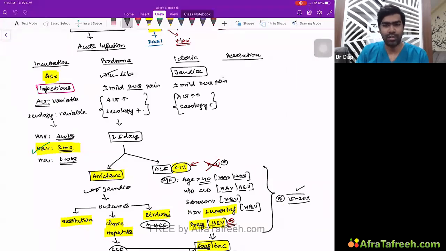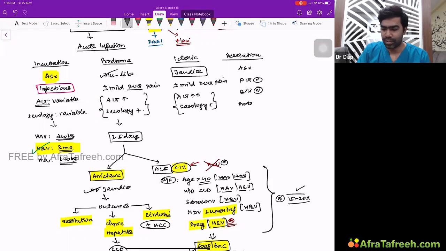And the incidence of resolution is variable, which we'll be seeing subsequently. During the resolution phase, once again, the patient becomes completely asymptomatic. The ALT becomes completely normal. The bilirubin becomes completely normal. And the patient will develop protective antibodies during the resolution phase.